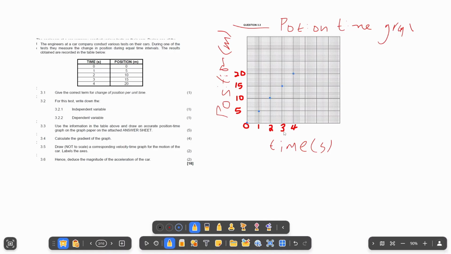Now I have to draw my graph. I want to use a straight line.